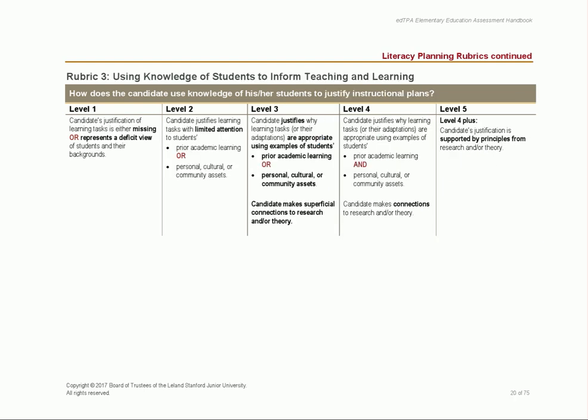On the third rubric, okay, you're using knowledge of students to inform teaching and learning. Level 3, you justify the learning tasks and or their adaptations, and you want to show why they are appropriate using examples of students' prior academic learning or personal cultural community assets. Pay attention to this word "or" here. You'll see that it's not over here.